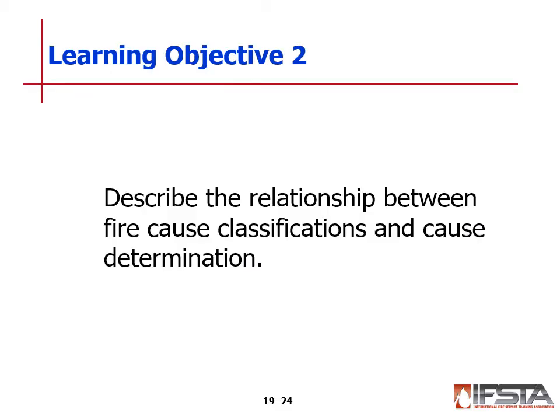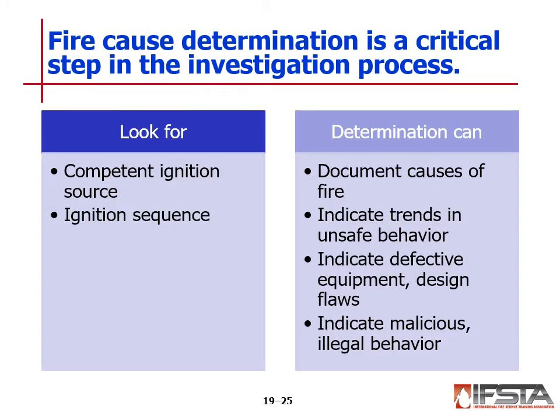All right, learning objective 2. We're going to talk about the relationship between fire cause classifications and cause determination. As I said at the beginning, we're looking for a competent ignition source. I didn't say it quite this way, but we're going to look for two things: a competent ignition source and an ignition sequence. So what are those?